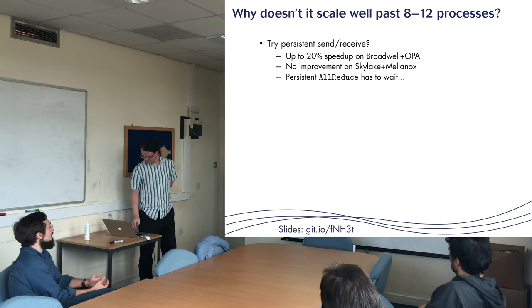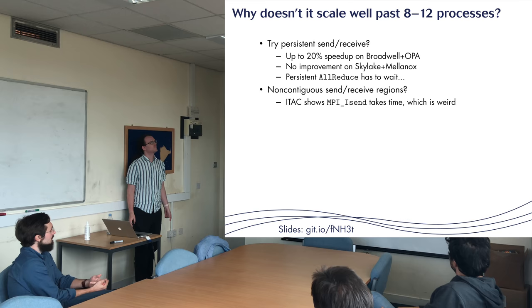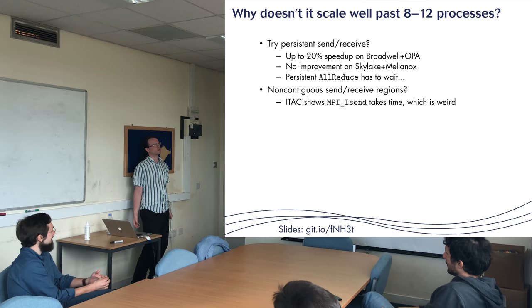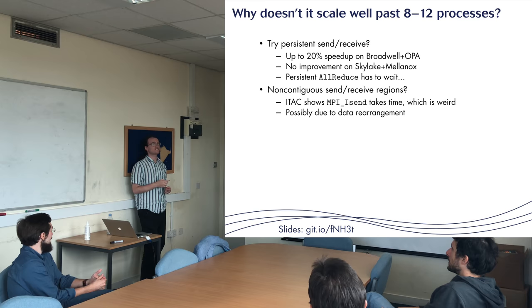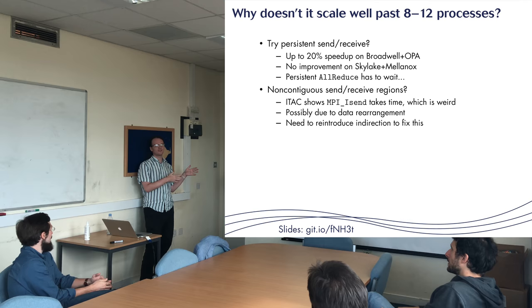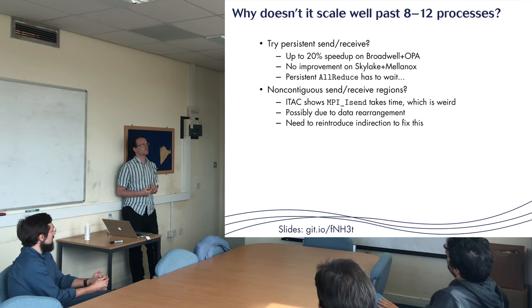Next idea is that we do have non-contiguous send and receive regions. So ITAC shows, this was discussed last week, that MPI isend takes a finite amount of time, which, given the I stands for immediate, it returns immediately, is somewhat surprising. So possibly this is because it has to spend some time rearranging data before it can return. So what would be nice is if you could rearrange the data layout so everything you have to send is in a contiguous buffer, and then everything you have to receive is in another contiguous buffer, and then it doesn't have to spend that time rearranging it.